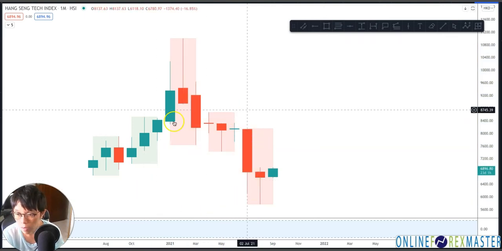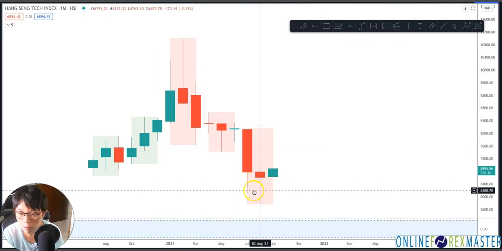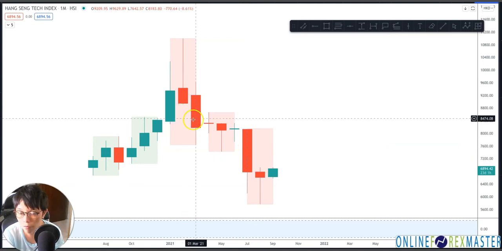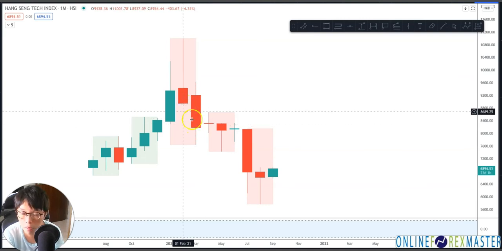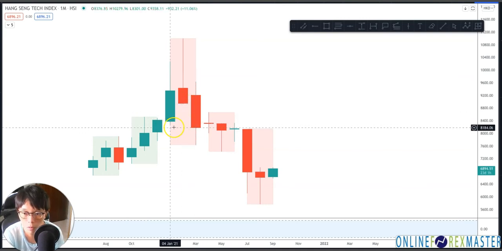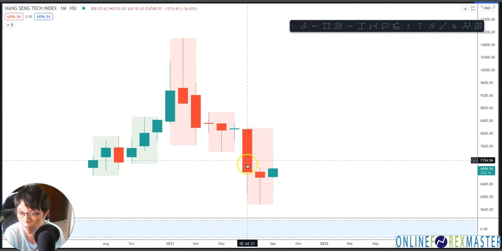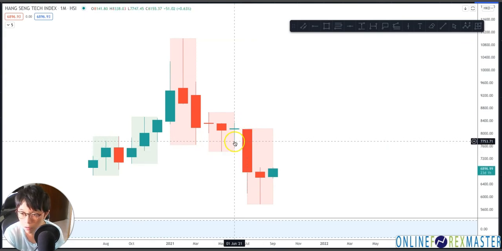Now take a look at the month close. We saw that during March this year, the month close had a close below the previous low, as well as below the low of two months ago. Then we have one more bearish month close here. That was the month close in July, where price had a close below the previous low as well as the two months low.